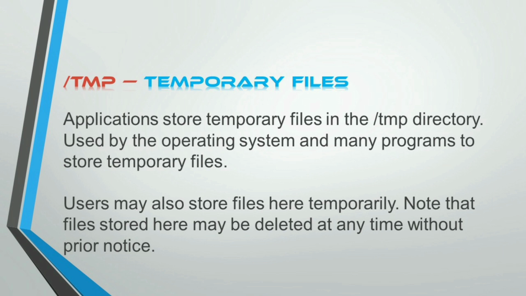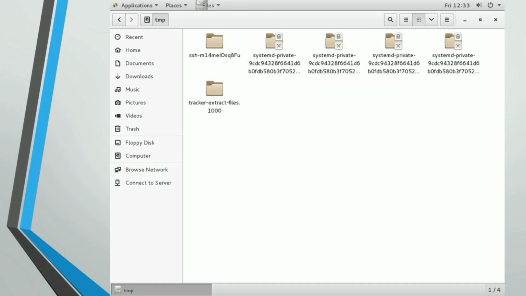Next directory is the /tmp directory, which represents temporary files in the Linux file system. Applications store temporary files in the /tmp directory, used by the operating system and many programs to store temporary files. Users may also store files here temporarily. Note that files stored here may be deleted at any time without prior notice. You can see temporary files are stored in the tmp directory.